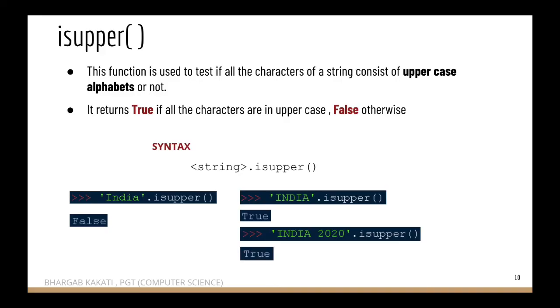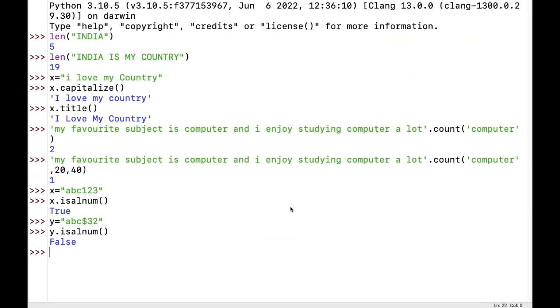I need to test this out. INDIA 2020 dot isupper, because it consists of numbers also. Yes, it will return true, because even though it consists of these numbers, all the alphabets are in uppercase, therefore it will fetch you the result as true.